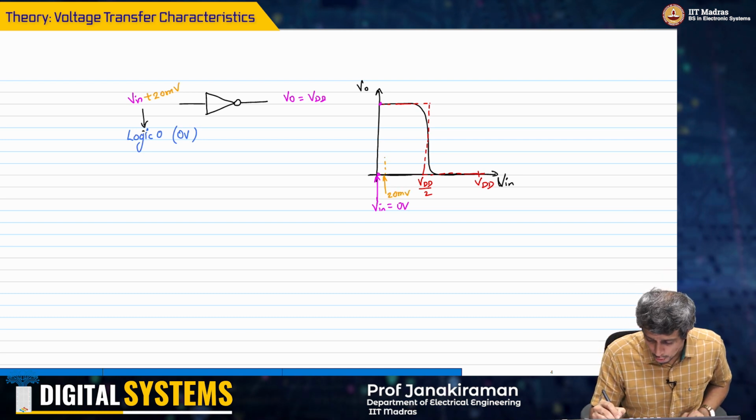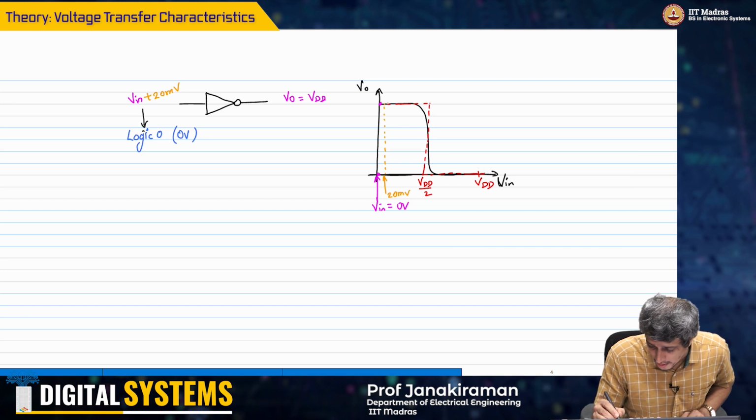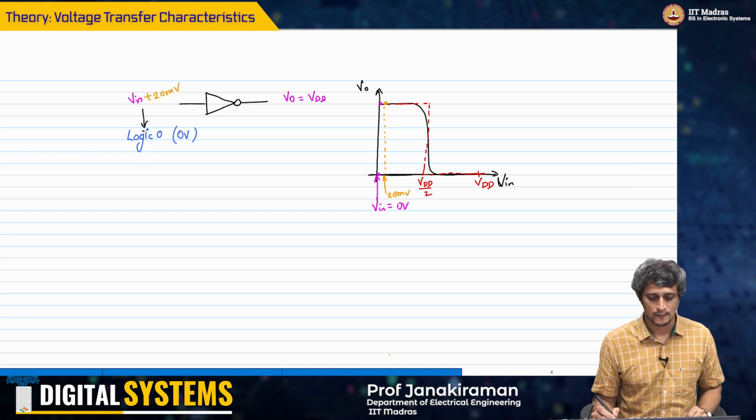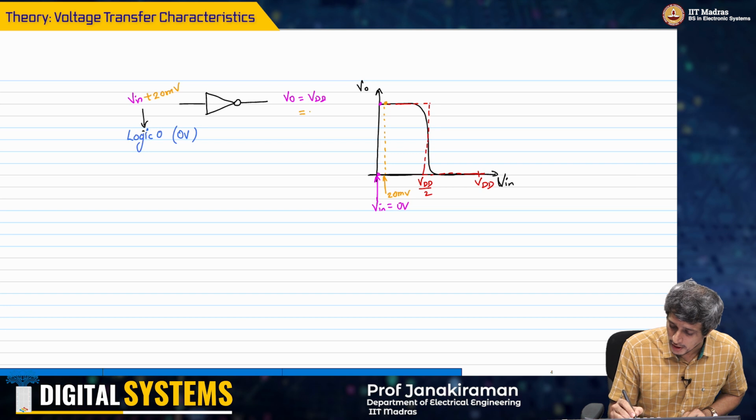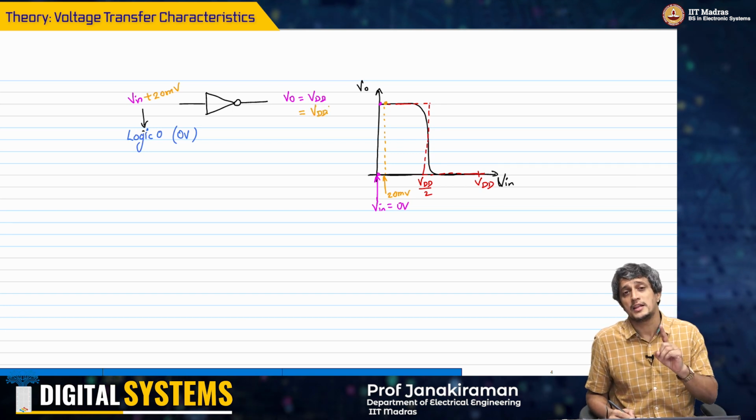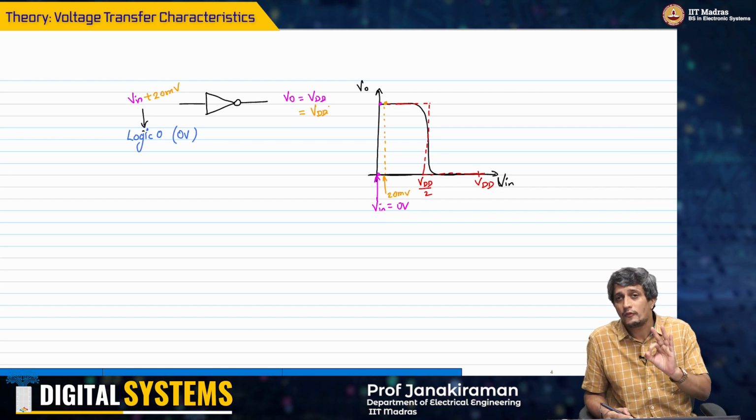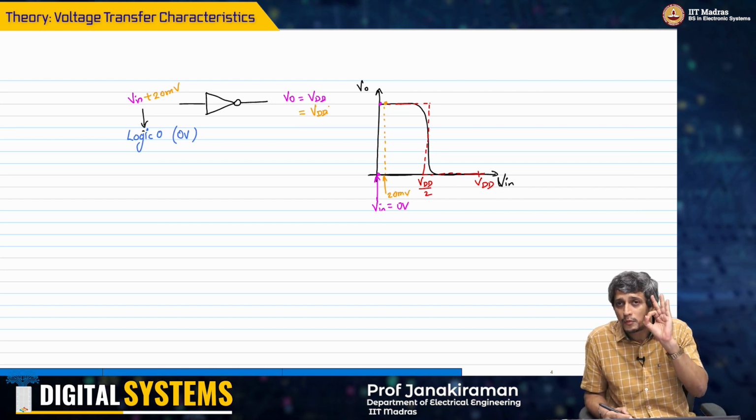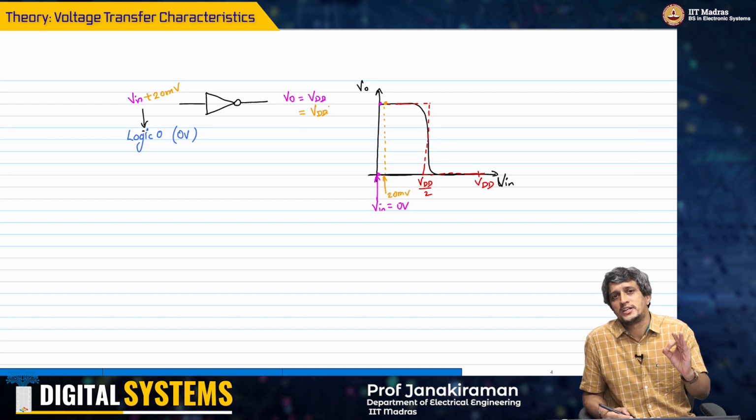So, what is the output of the inverter? Simply look at the value of the curve at this point. It is also equal to VDD. Fundamentally, this is the advantage of digital processing. It gives you robustness to noise.